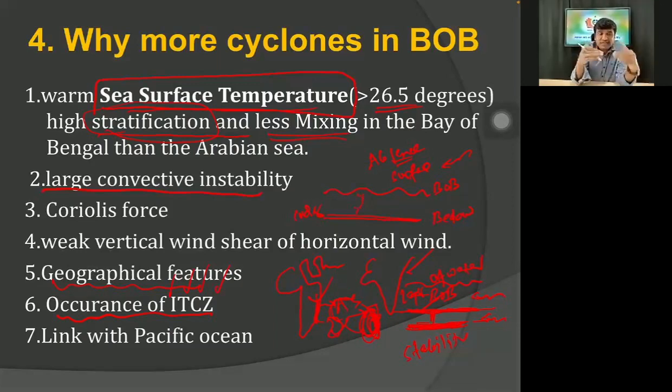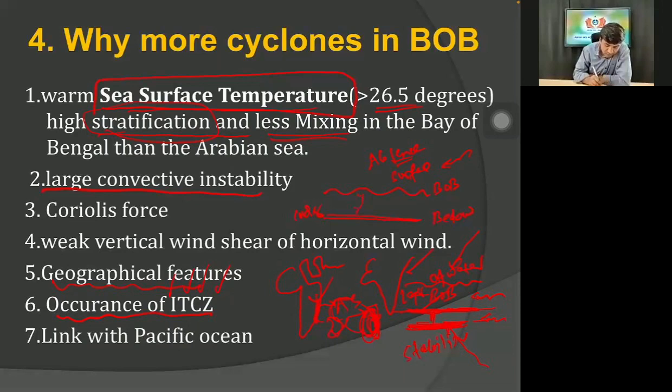ITCZ means intertropical convergence zone. Convergence means mixing. So what will mix? Two trade winds will mix: the northeast trade winds and the southeast trade winds. These two trade winds will mix at the Bay of Bengal, and that again leads to the origin of cyclones. That is a very important point.